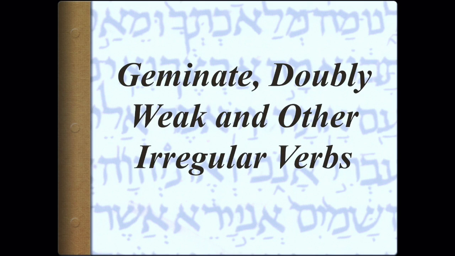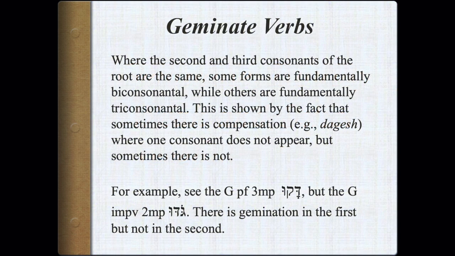In this video, we look at some other weak verbs, including those that are geminate, that is, where the second and third consonant are doubled, as well as some doubly weak and other irregular verbs. Where the second and third consonants of the root are the same, some forms are fundamentally biconsonantal, while others are fundamentally triconsonantal. This is shown by the fact that sometimes there is compensation.